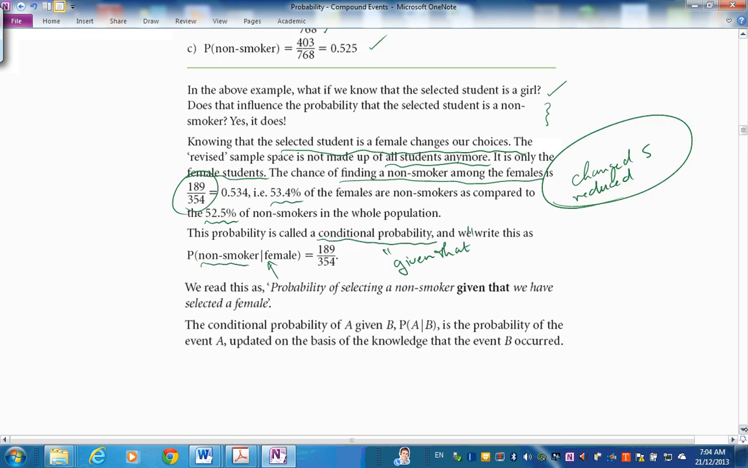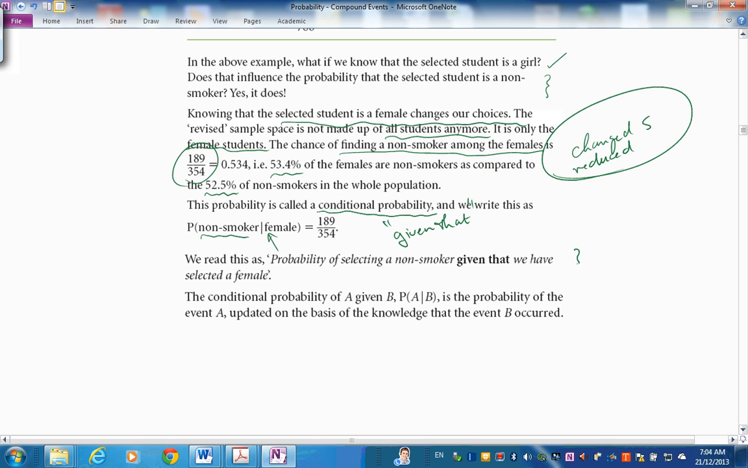Okay, getting interesting? I hope so. We just finished this off: the probability of selecting a non-smoker given that we have selected a female. I like to say it a little differently. A, given that B has occurred, the probability of the event A updated. I'd like to use the word we use mathematically, "conditional on." That's why it's called conditional probability. We're introducing a condition. That is, B has occurred, and has that affected whether A will occur? We've got to seek that out, not presume they are independent.